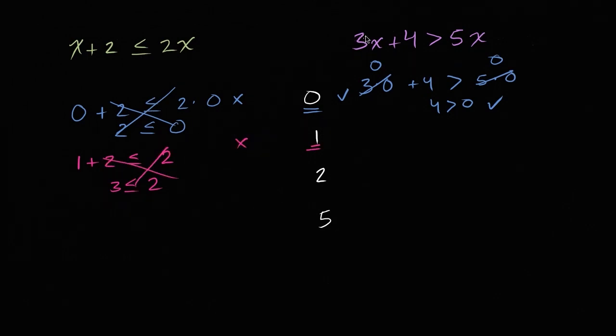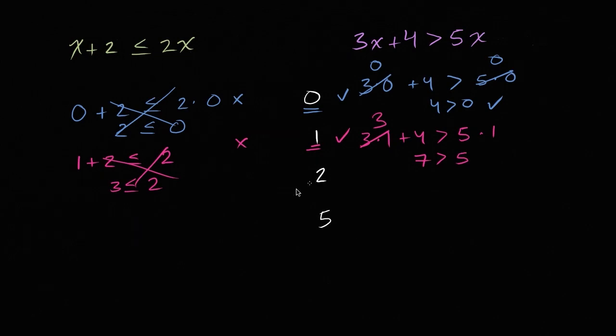What about the right-hand inequality right over here? 3 times 1 plus 4 needs to be greater than 5 times 1. So 3 times 1 is 3 plus 4. So 7 needs to be greater than 5. Well, that's true. Both 0 and 1 satisfy 3x plus 4 is greater than 5x. Neither of them satisfy x plus 2 is less than or equal to 2x.